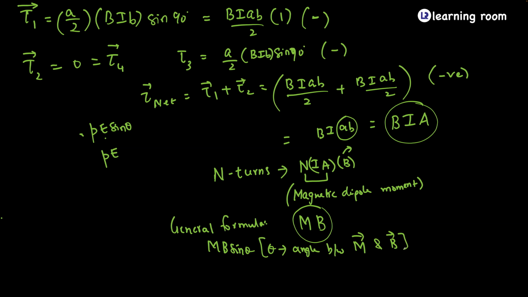Next is, if you write it in terms of vector quantity, then it will be M vector cross B vector. Like how you write P vector cross E vector, here it will be M vector cross B vector, and this expression is to be remembered. So whenever somebody asks you what is magnetic dipole moment, what are you going to say? It is a product of number of turns, current flowing through the loop, and the area of that loop. So N into I into A is what is called as magnetic dipole moment. Right? Are you able to relate both the concepts?